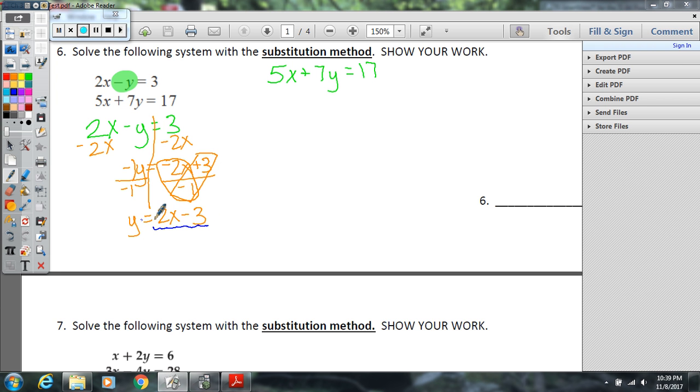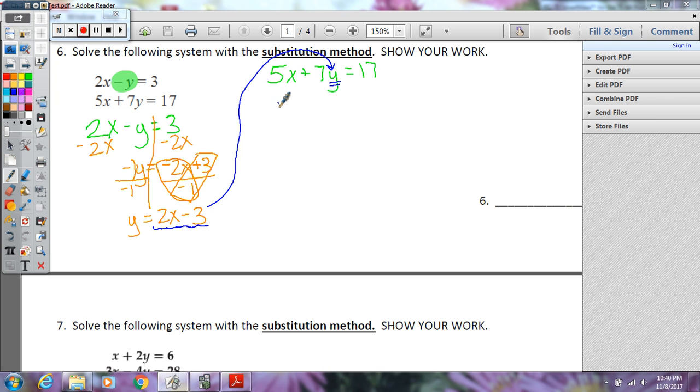Well, guys, that was for the y. So I'm going to bring that information way up here and plug it in for the y. So now I have 5x plus 7, and I'm going to start parentheses and bring everything that y is equal to. It's equal to 2x minus 3, so I'm going to plug that all in right there. Then I'm going to continue with my equation up above, equals 17.